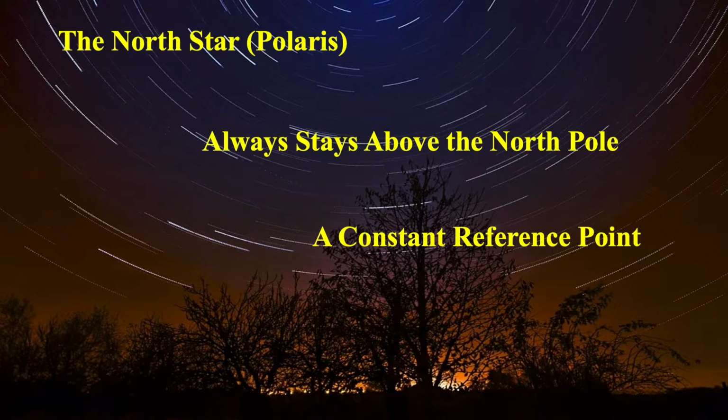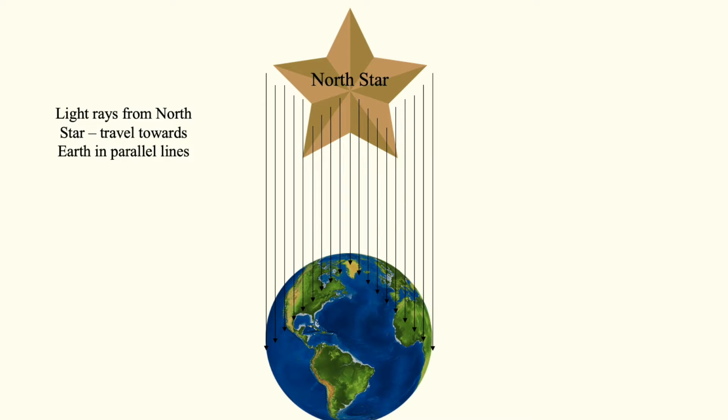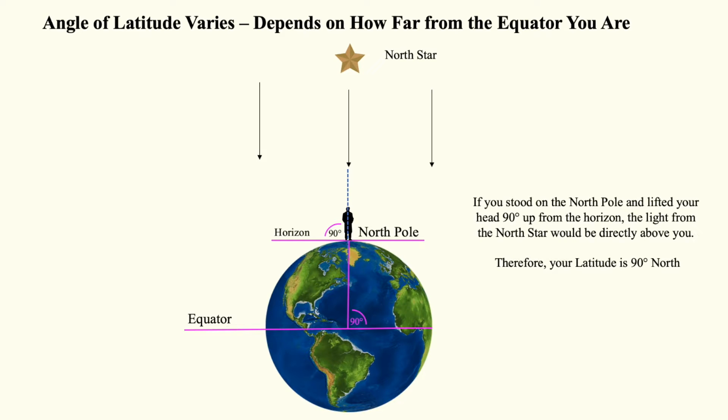The North Star, Polaris, always stays above the North Pole, even though the Earth is rotating. Therefore, it is a constant reference point for navigators. Light rays from the North Star travel to the Earth in parallel lines. The angle of latitude varies depending on how far north or south you are from the equator.